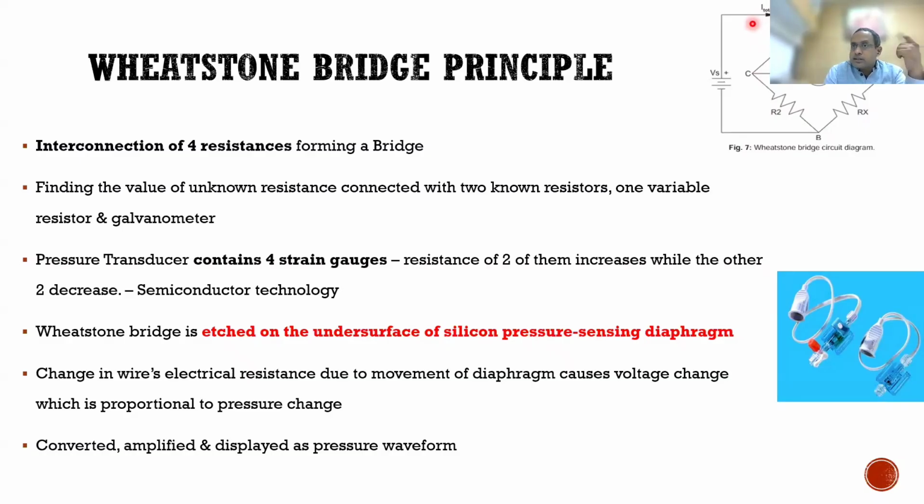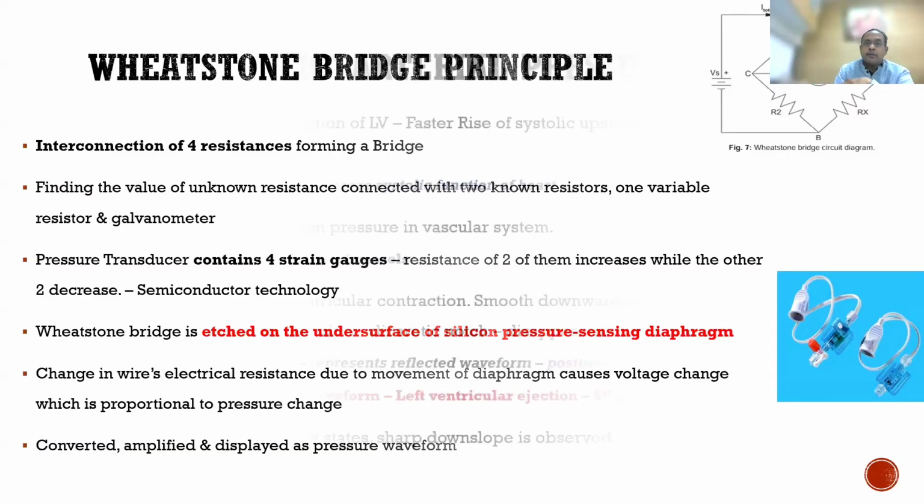There are two node resistances, one variable resistance, and with the pressure which is put on the diaphragm, the undersurface of the diaphragm has this Wheatstone bridge, which changes the resistance. With change in the resistance, there is a change in voltage, and this voltage is sensed, amplified, and displayed as a pressure waveform.